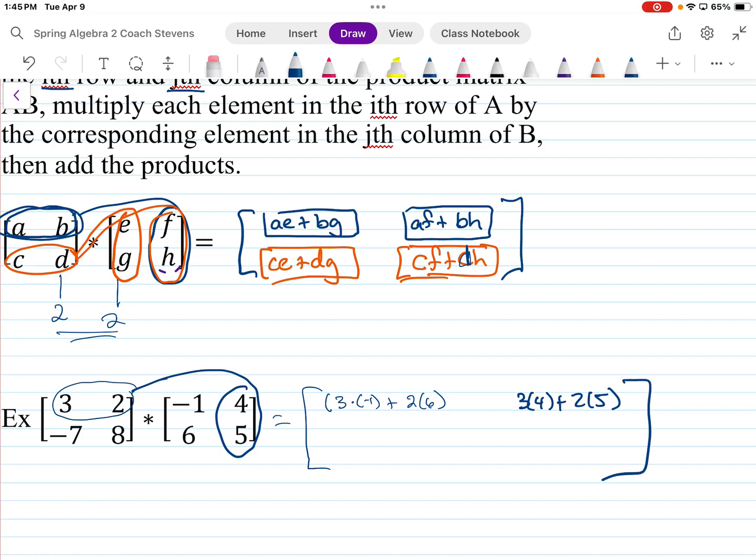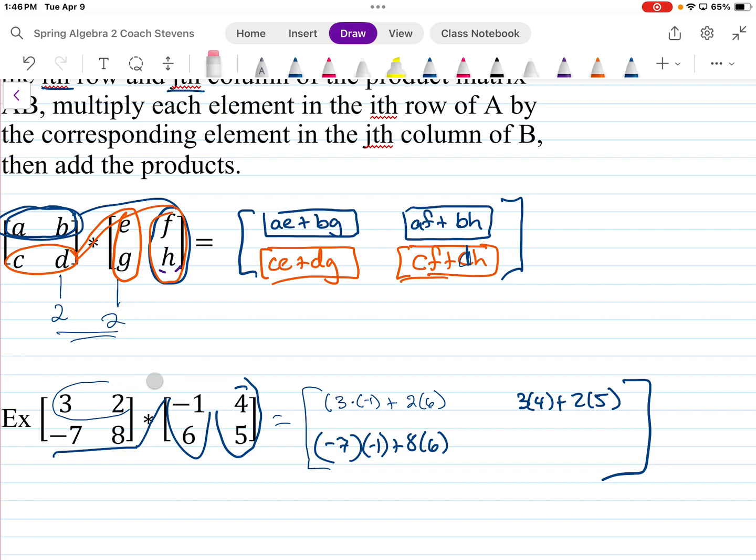Again, I'm trying to space this out so I don't jumble stuff together. I should have 4 distinct answers here since I'm doing a 2 by 2 times another 2 by 2. On the bottom, we're going to take the negative 7 and 8 and multiply by the first column. So we would have negative 7 times negative 1, add to it what 8 times 6 is.